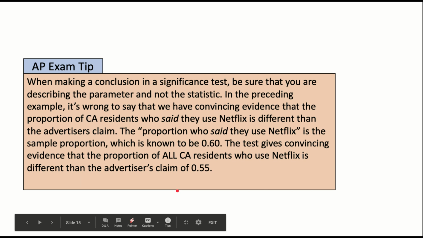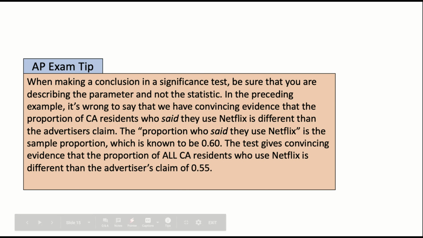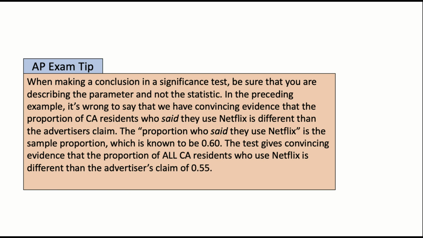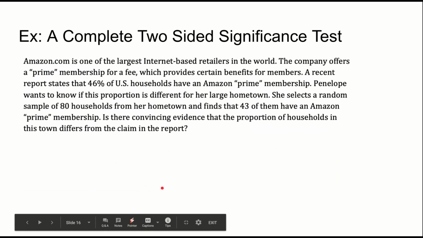All right, another AP exam tip. When making a conclusion in a significance test, be sure that you're describing the parameter and not the statistic. In the preceding example, it is wrong to say that we have convincing evidence that the proportion of California residents who said they use Netflix is different than the advertiser's claim. The proportion who said they use Netflix is the sample proportion, which is known to be 0.60. The test is convincing evidence that the proportion of all California residents who use Netflix is different than the advertiser's claim of 0.55.